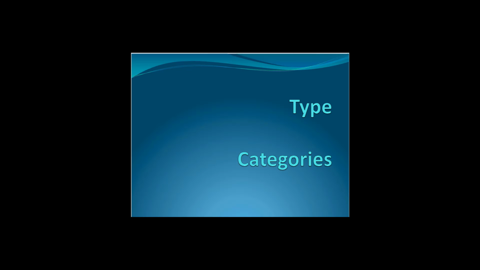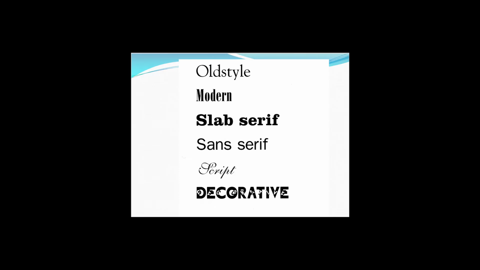Today I want to talk about type categories. In typography, there's probably tens of thousands of fonts, and we want to be able to recognize fonts and work with fonts. So I'm going to help you break it down into 6 categories. Those 6 categories are old styles, moderns, slab serif, sans serif, script, and decorative. And I'm going to show you how you can recognize each of these categories.